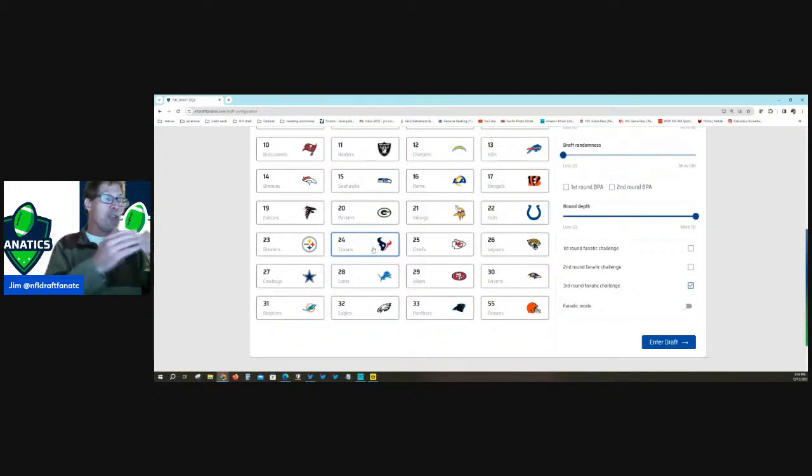So if I pick 15 players and you pick 15 players for the Texans to target in round 3, the 3 or 4 that we agree on will be the ones that sit at the top. And then the other 12 that I have and the other 12 that you have are going to be sitting there in like round 4, round 5 for the Texans.